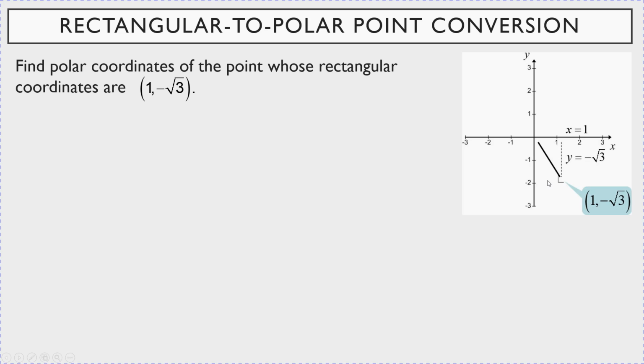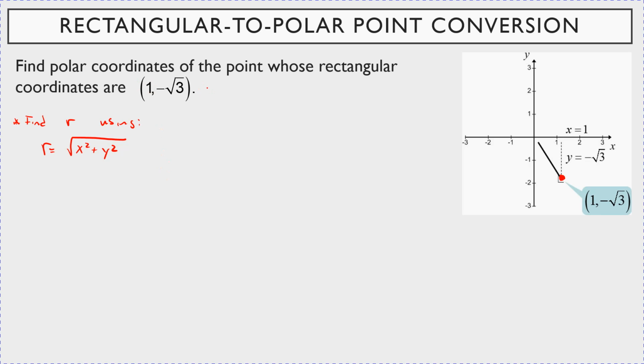So let's find the polar coordinates of the point with rectangular coordinates 1, comma, negative square root of 3. So that's this point over here. Okay. This is 1, comma, negative the square root of 3. All right, so I plotted it. So we're going to find r using, just following the directions here. r is equal to the square root of x squared plus y squared.